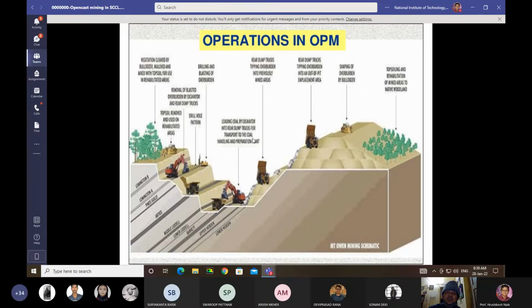Here this shovel is loading coal to the dumpers. And these are the drill machines used for drilling the holes. These are some of the operations carried out in open cast mining. This environment is open, that's why it is called open cast mining. It is open to the outer environment.